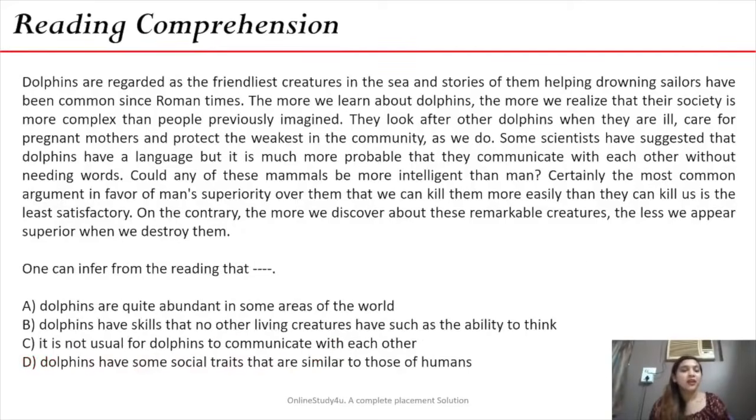Okay. The last question. One can infer from the reading that dolphins are quite abundant in some areas of the world. Abundant means it's available in plenty. Dolphins have skills that no other living creatures have, such as ability to think. It is not usual for dolphins to communicate with each other, and dolphins have some social traits that are similar to those of humans. Again, you guys can quickly put in which one you think is the correct answer. Is it A, B, C, or D?